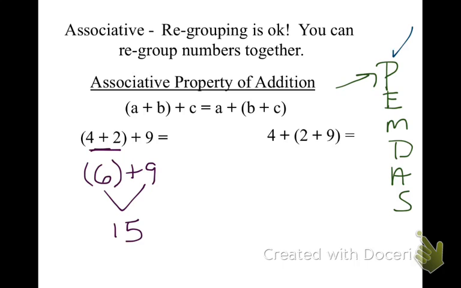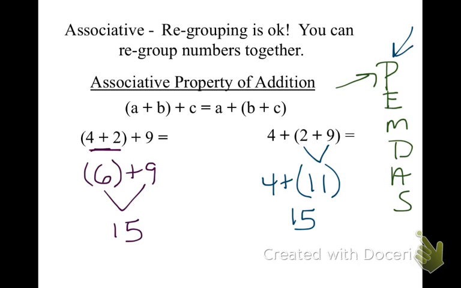Let's go and look at my other example. Remember, got to do parentheses first. So 2 plus 9 is 7. Plus 4 is going to give me 11. I'm sorry, ladies and gentlemen. For some reason, I subtracted those two. Let me try that again. So we have 2 plus 9, which will give you 11, plus 4, which is going to give you 15.